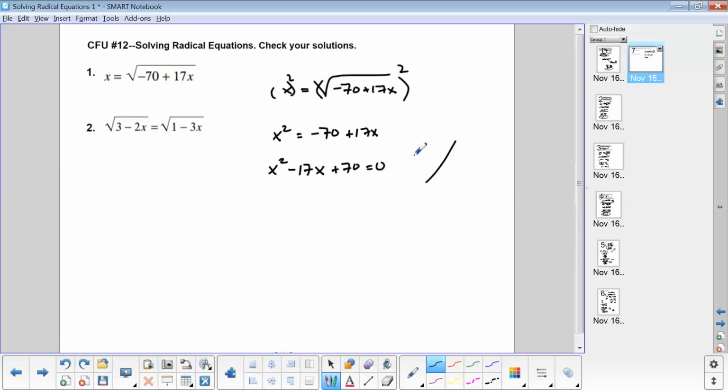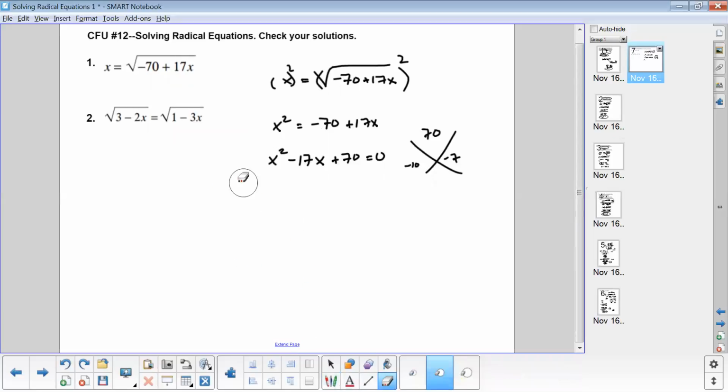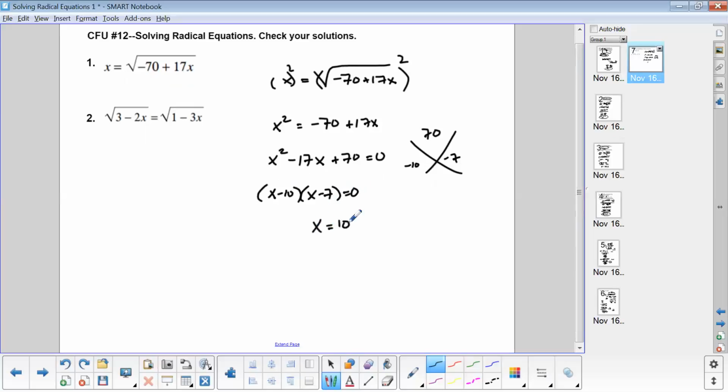And as you see, I've got an a value of 1. I need two numbers that multiply to give me 70, but add to give me negative 17. That looks like it would be negative 10 and negative 7. So that would be x minus 10 and x minus 7. So my solutions would be x equals 10 and x equals 7. So I want to check both of those.